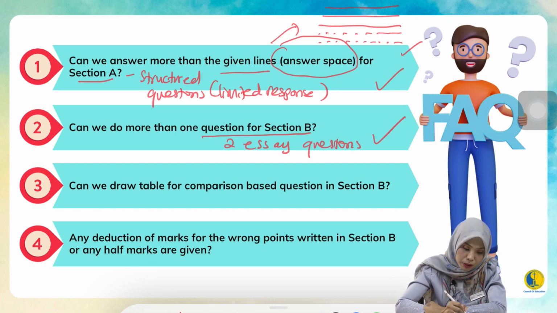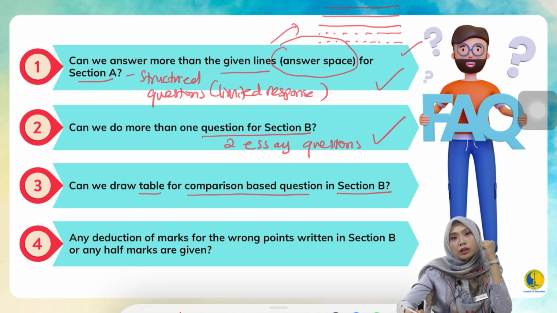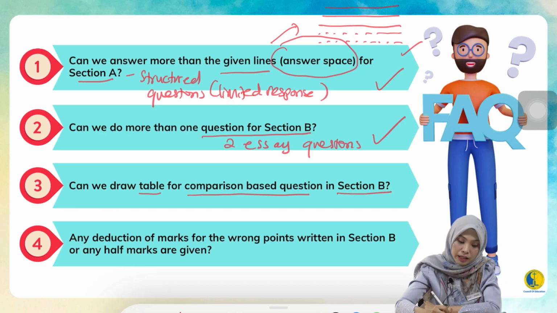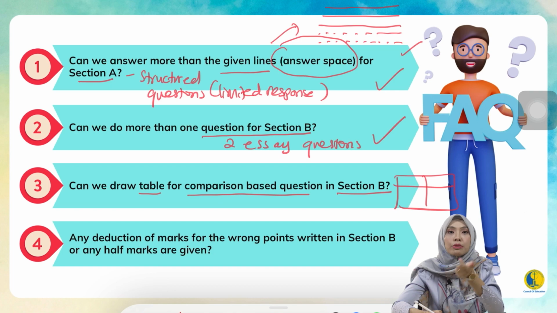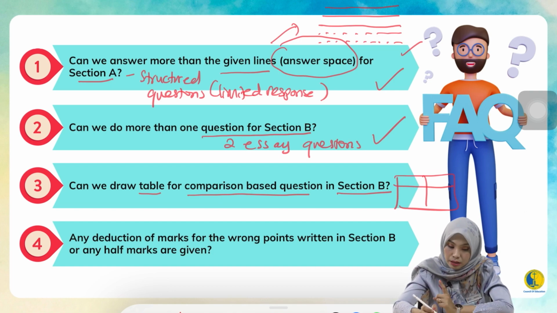Number 3, can we draw a table for a comparison-based question in section B? This is what I told you earlier at the beginning of the session. Yes, if you see that a table is the best way, you can do it. Make sure the aspects you are comparing are the same aspects.